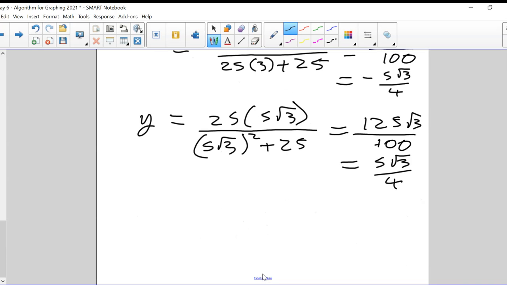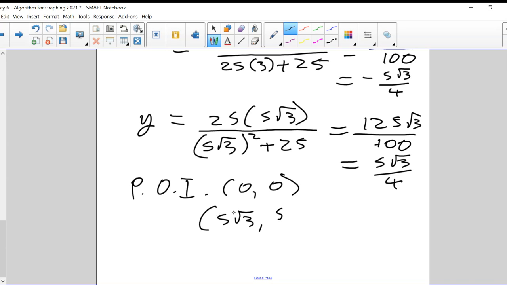I don't have enough room in the table, so I'm going to put all my POIs out here. POIs are 0, 0, and negative 5 root 3, negative 5 root 3 over 4, and then the other one is positive 5 root 3, and 5 root 3 over 4. Okay? All right.